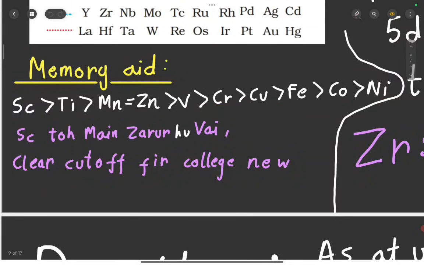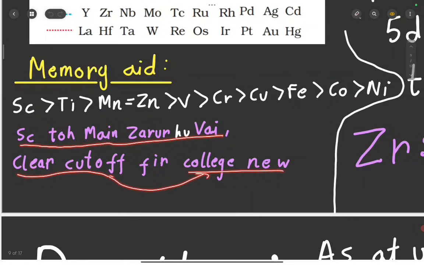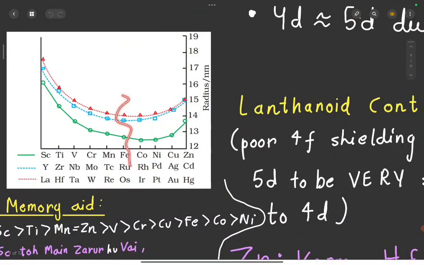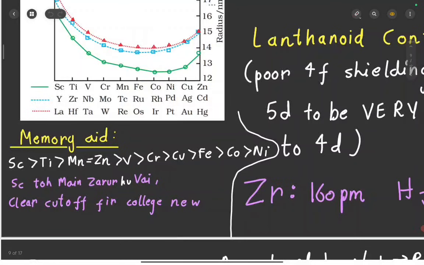For the non-Hindi speakers, this translates to: I am an SC reserved student and I have cleared the cutoff. I will go into a new college. So you have to use this to remember the size of the d block elements in the third one. You don't need to remember the fourth period.